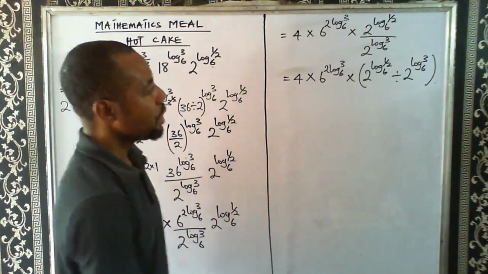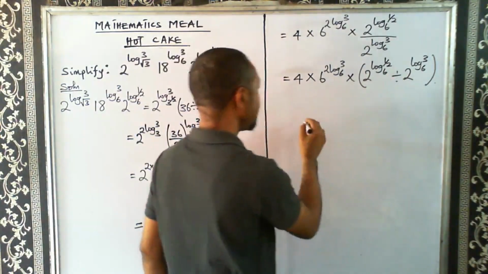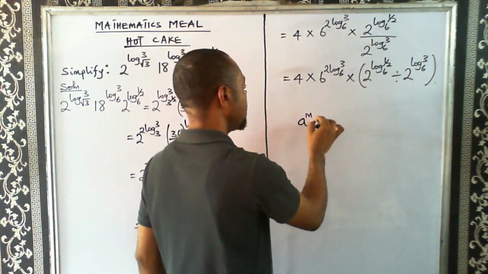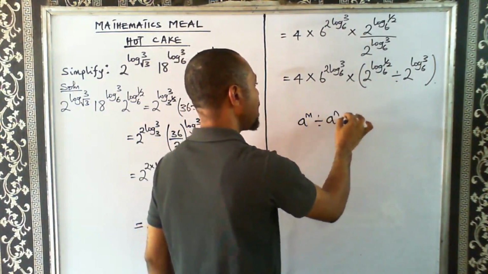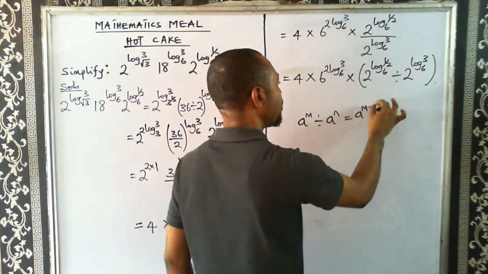So, because of this, you remember that in indices, a raised to power m divided by a raised to power n is something as a raised to power m minus what?